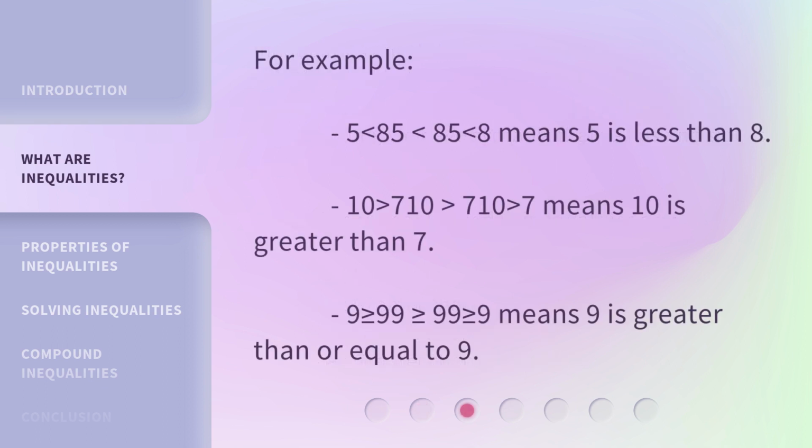For example, 5 < 8 means 5 is less than 8. 10 > 7 means 10 is greater than 7. 9 ≥ 9 means 9 is greater than or equal to 9.